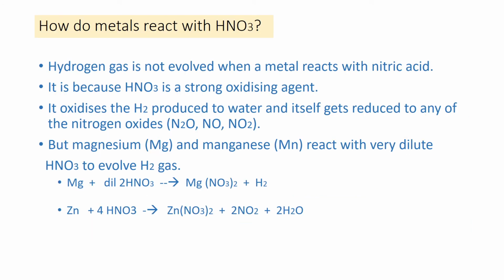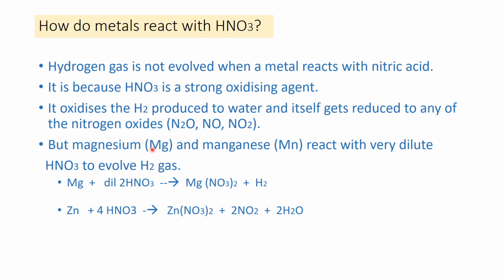Now see, how do metals react with HNO3, that is nitric acid? When metals react with nitric acid, in all cases hydrogen gas is not evolved. Why is it so? Because nitric acid is a strong oxidizing agent. So it oxidizes the hydrogen gas produced to water, and itself it gets reduced to form any of the nitrogen oxides.